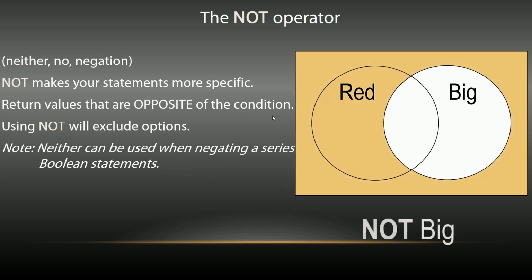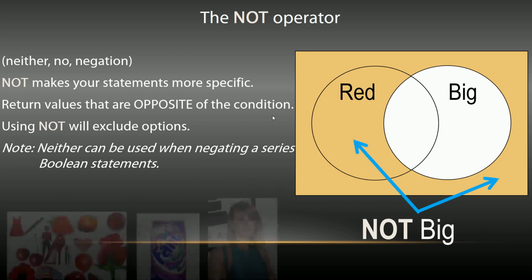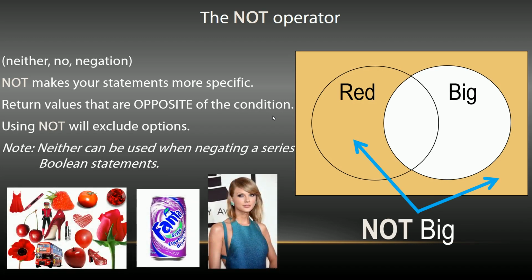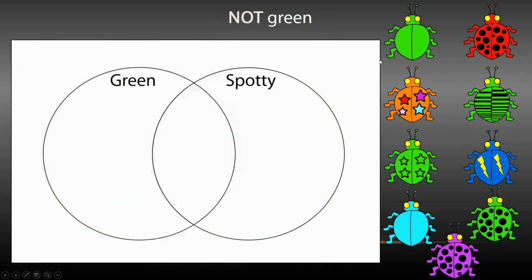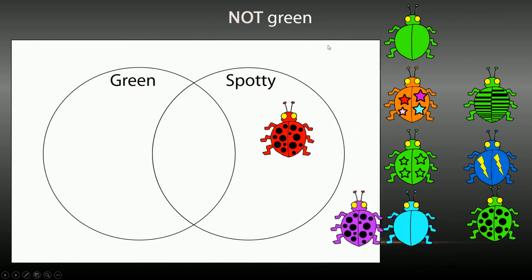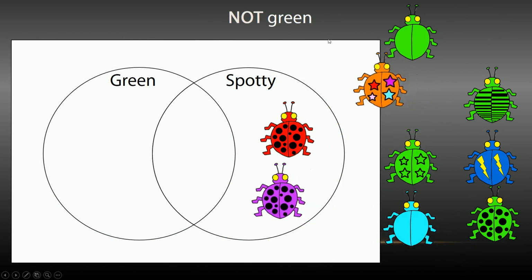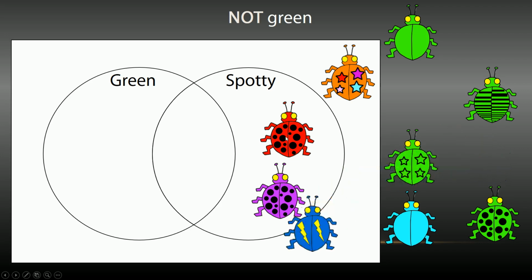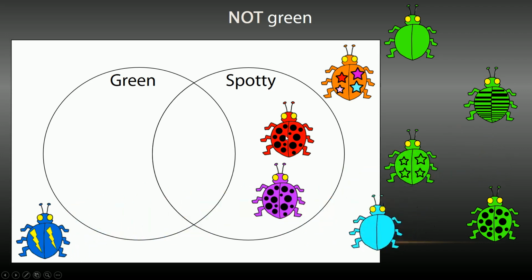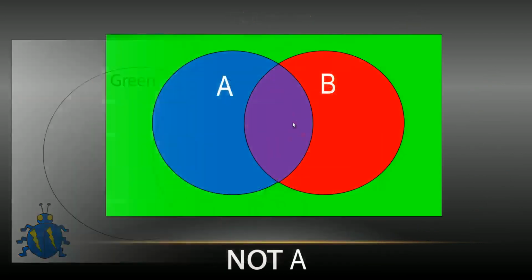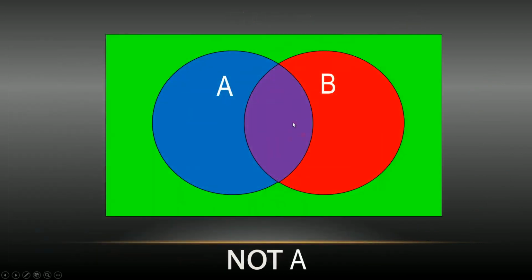So if we did everything that's not big, do you see it includes everything that was red but not big? So this overlap here is not included. And then anything that's not big, so your Fanta, your Taylor Swift, all these different things. Okay, so everything that's not green is all the bugs that are not green. So the spotty bugs that aren't green go inside here, and everything else that is not green goes around the edge. Okay, so have a think about what's not A in this condition and just pause the video.